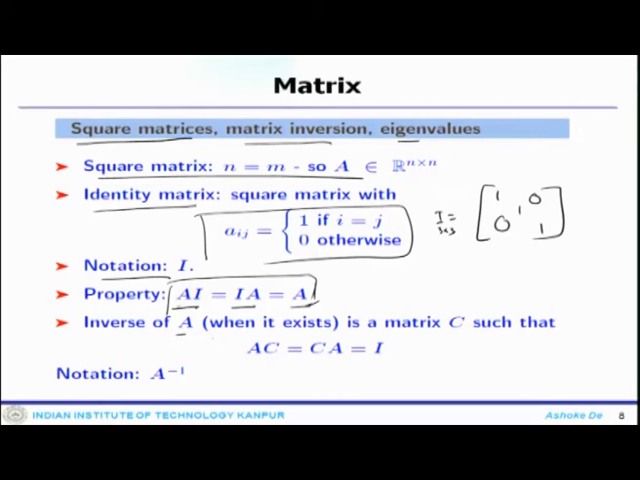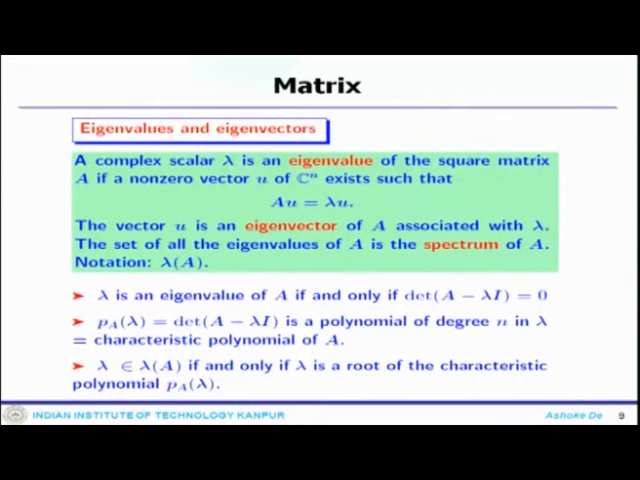Again, the inverse of A, when it exists, is a matrix C such that if A is multiplied with C and C is multiplied with A, it gives you back the identity matrix. We have said that for the direct method of linear system solution you need to find the inverse, so you should know how the inverse can be calculated. Now, what is an eigenvalue?